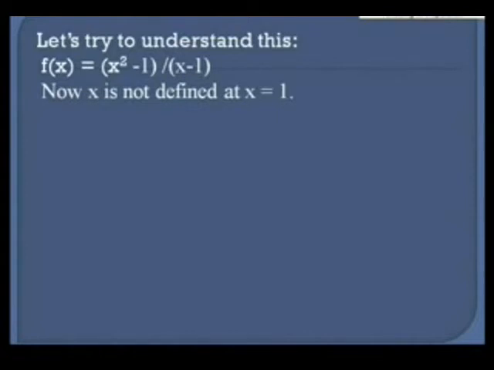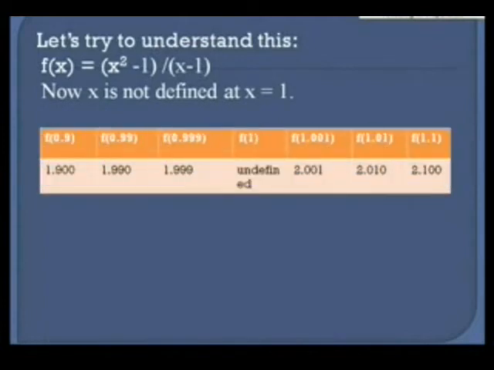Now let's try to take values of x which are very much close to 1. So let us say that I take x equal to 0.9. Now the value of f(x) is equal to 1.900. If I take x equal to 0.99, that is closer than 0.9, the value of f(x) is equal to 1.990. If I take x equal to 0.999, that is very much close to 1, then the value of f(x) is equal to 1.999. At x equal to 1, it is undefined.